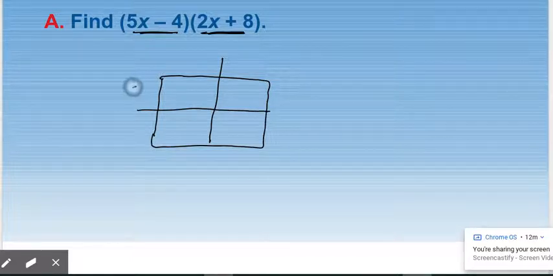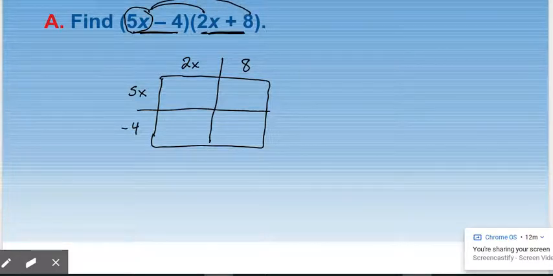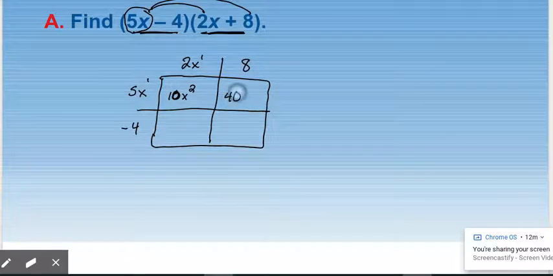On the side, remember, hopefully you remember doing this last year, you're going to put one of your binomials. On the top, you're going to put the other binomial. What this does is it helps you, the box helps you organize the different distribution property problems that you have to do for this. So for the first one, we're taking the 5x, and we're multiplying it to both of them. So 5x times 2x is 10x squared. And then 5x times 8 is 40x.